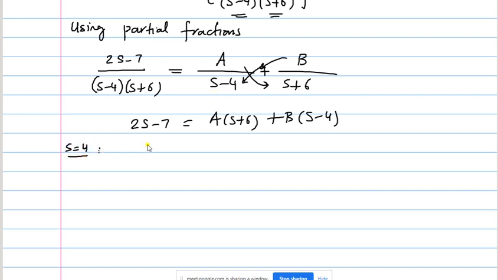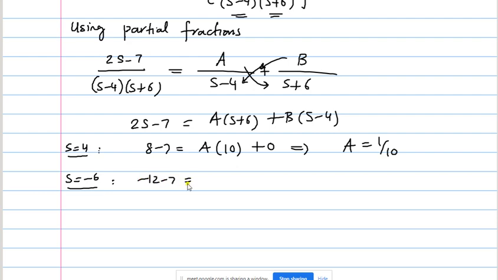If I put s equal to 4, 8 minus 7 is a into 4 plus 6, which is 10, plus b times 0. So you get a equal to 1 over 10. And s equal to minus 6 gives you minus 12 minus 7 equals b times minus 6 minus 4, which is minus 10. So I get b from here, which is minus 19 by 10.